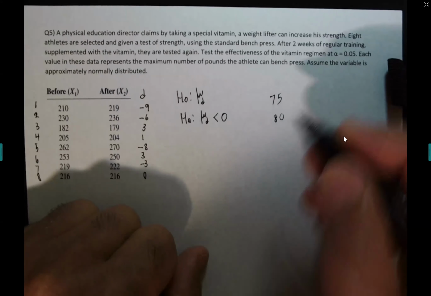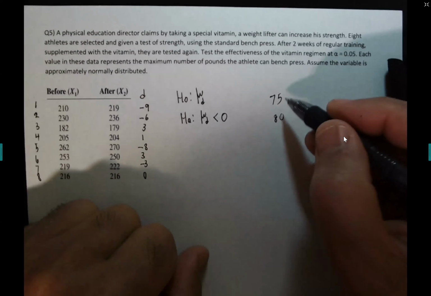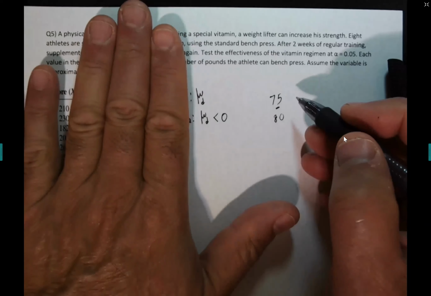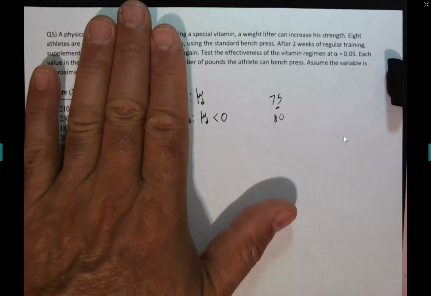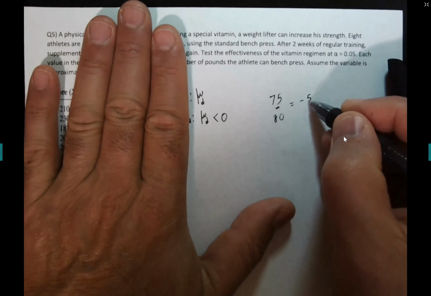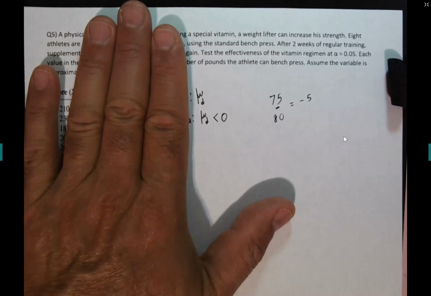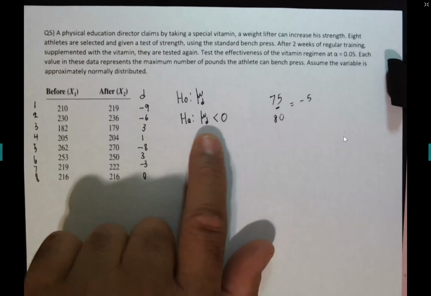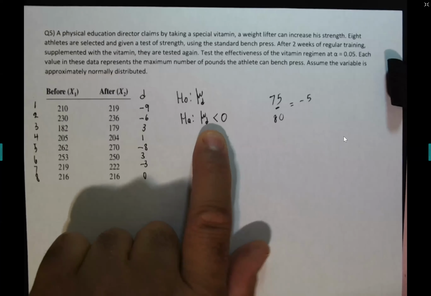I said, great. And then I tell them subtract. So we're not looking here, we're just making this up. They subtract 75 minus 80, guys, they get negative 5. And then I ask my students, is negative 5 positive or negative? They tell me negative. I said, this is your test. That's mu d less than 0.